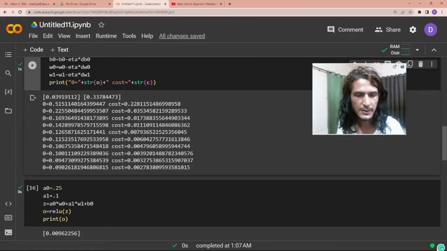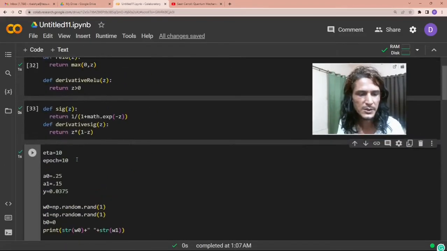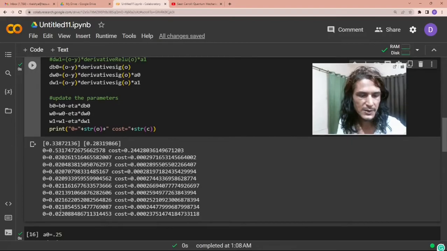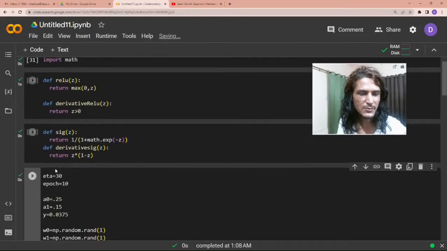0.09, and this is okay. Is it going? Yes, it is coming down, it is going closer and closer, with 10 as the eta size. Can I really try, say, 30 this time? Eta equal to 30. I'm just playing with eta, okay? And you can see it's 0.00022.